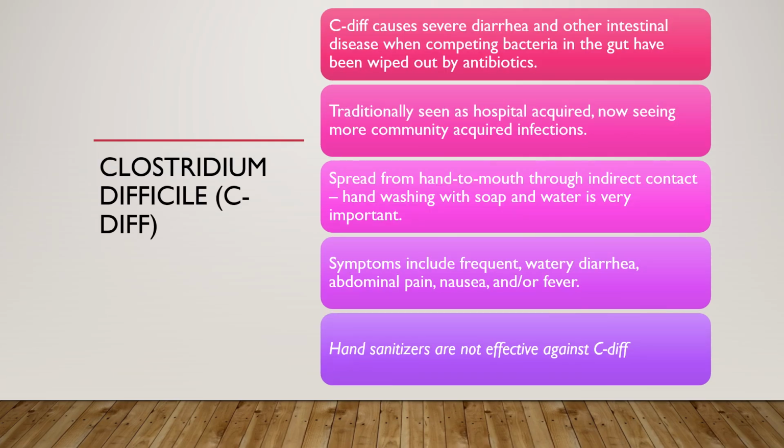Let's talk about C. diff. C. diff causes severe diarrhea and other intestinal disease when competing bacteria in the gut have been wiped out by antibiotics. Traditionally seen as a hospital-acquired disease, now seen more in the community-acquired space. Spreads from hand to mouth through indirect contact. Hand washing with soap and water is very important. Symptoms include frequent watery diarrhea, abdominal pain, nausea, and/or fever. And hand sanitizers are not effective against C. diff.